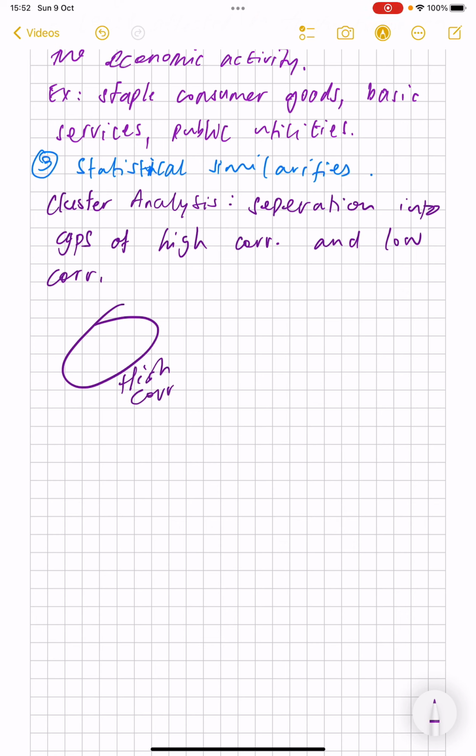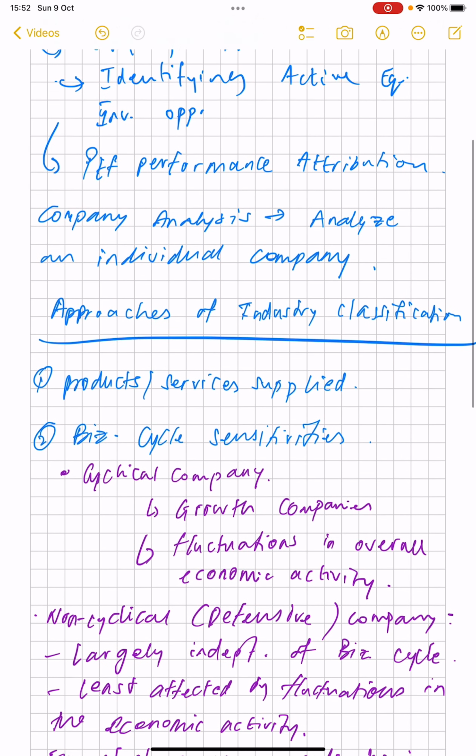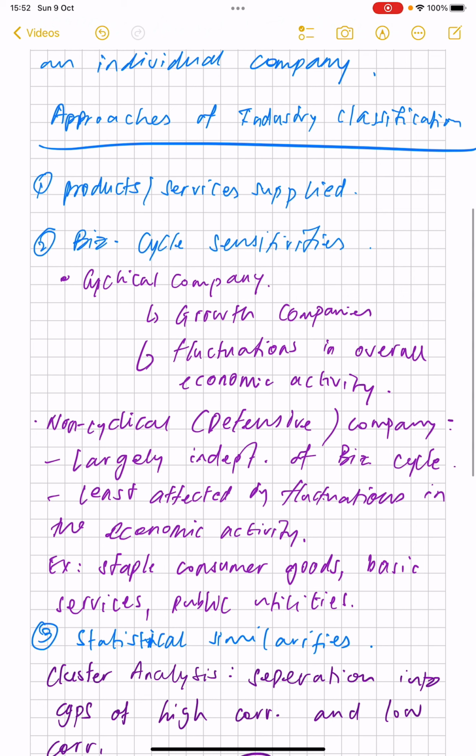So this means that you will have two groups, high correlation clustered together, and another group, low correlation clustered together. So here in this example, you have two clusters. And you will see that the business cycle sensitivity here occurs on a continuum basis, so it's not a discrete phenomenon.